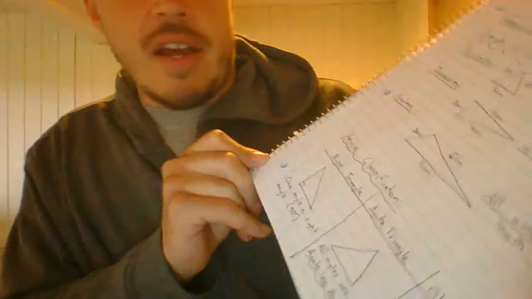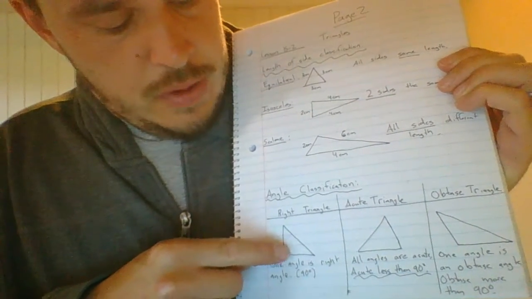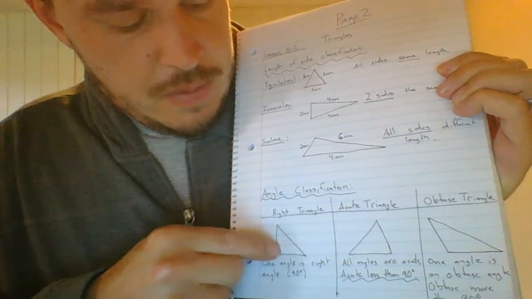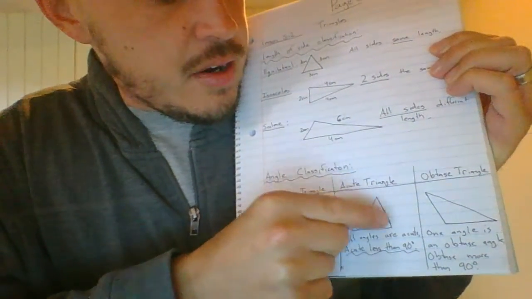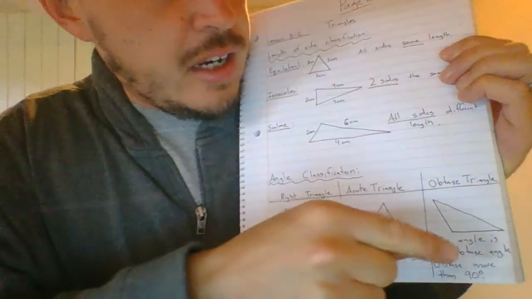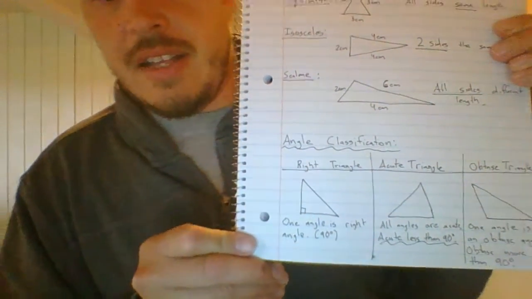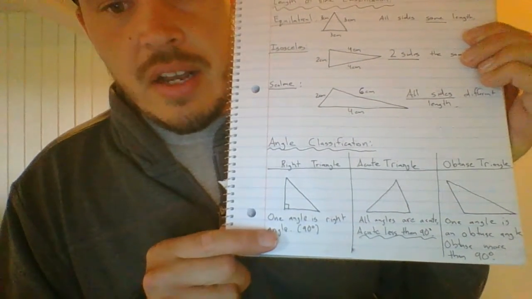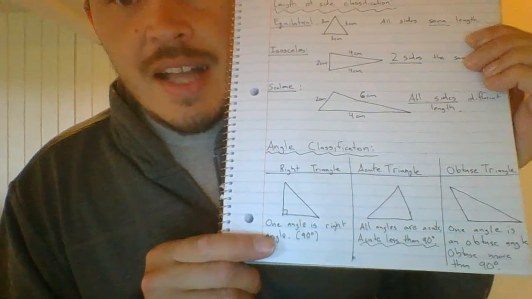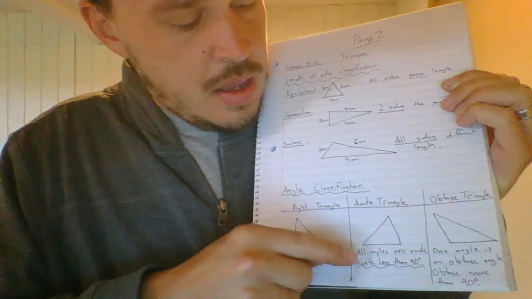Okay, now every single triangle, if you add up all the angles inside of them, they're going to be 180 degrees. That angle, that angle, that angle. They're all going to equal 180 degrees. But they're going to have different sides. So a right triangle has one angle that's 90 degrees. That's how you classify it. And there's that little sign there to tell you usually.